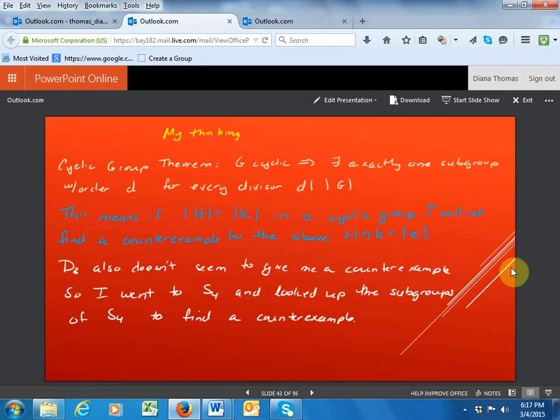D3 also is not good enough. It doesn't give me a counterexample. So I went all the way to S4 and looked up subgroups of S4 to find a counterexample. What this told me is, in my search for a counterexample, I can't go to a cyclic group, because cyclic groups are going to either give me identical subgroups, or they're going to give me that their intersection is exactly the identity. So I had to go somewhere else. I went to the first interesting non-cyclic group I could think of, which is D3, and it doesn't do the job. So I said, I'm not going to mess with D4, I'm just going to go to S4, which is all the permutations of 4 elements.